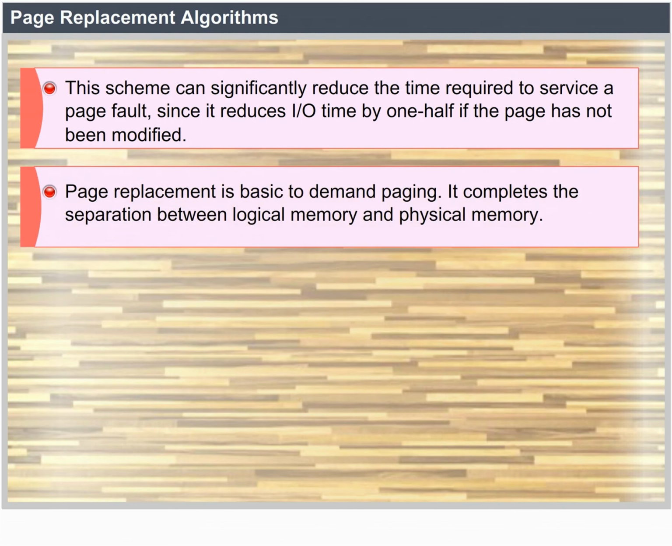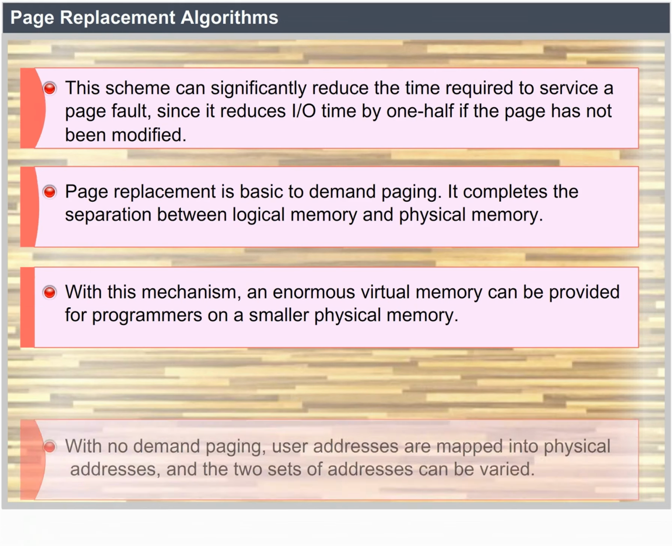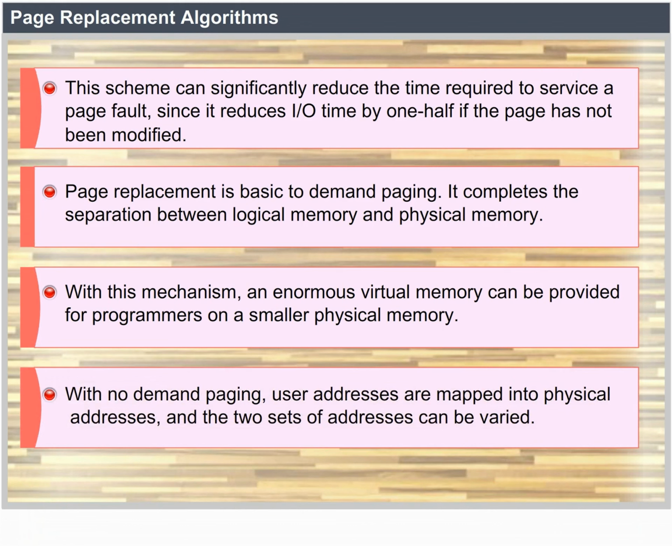Page replacement is basic to demand paging. It completes the separation between logical memory and physical memory. Within this mechanism, an enormous virtual memory can be provided for programmers on a smaller physical memory. With no demand paging, user addresses are mapped into physical addresses and the two sets of addresses can be different.